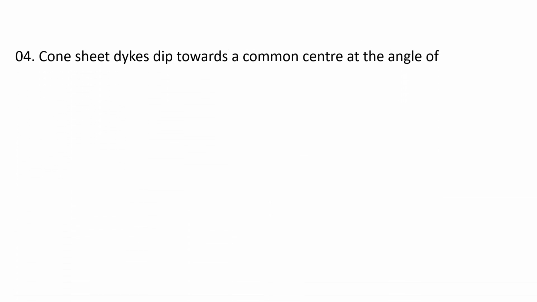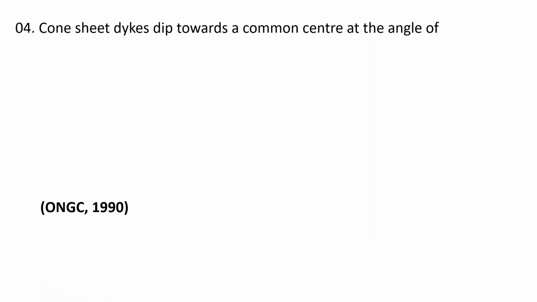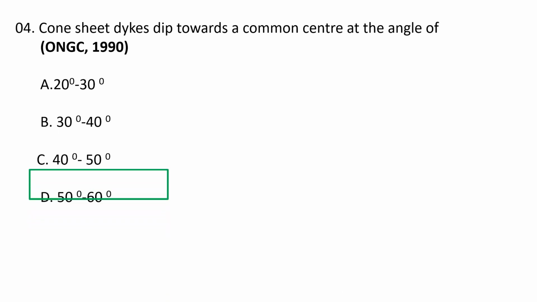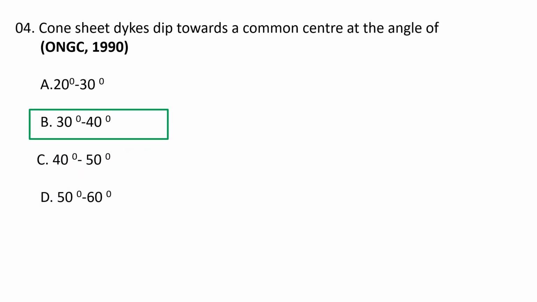Next question. Cone sheet dikes dip towards a common center at an angle of A. 20 to 30 degrees, B. 30 degrees to 40 degrees, C. 40 degrees to 50 degrees and D. 50 degrees to 60 degrees. So the cone sheet dikes dip towards a common center at an angle of 30 degrees to 40 degrees.